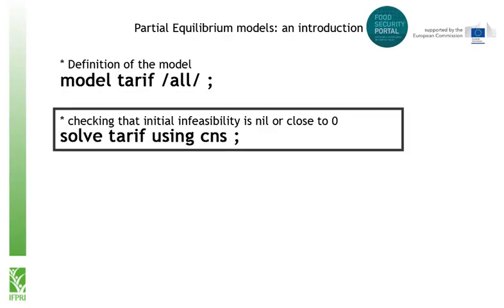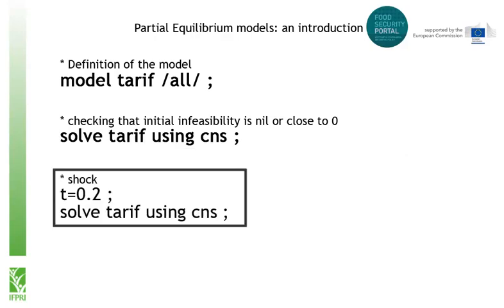Then we make a solve. And of course you noticed that there is nothing between the definition of the model and this first solve. So we do a first solve just to check that initial infeasibility is 0 or close to 0. So just after the instruction model, we type an instruction which is solve tariff. And we use CNS because it's a solver which is adapted to square systems. Again, we finish this instruction with a semicolon.